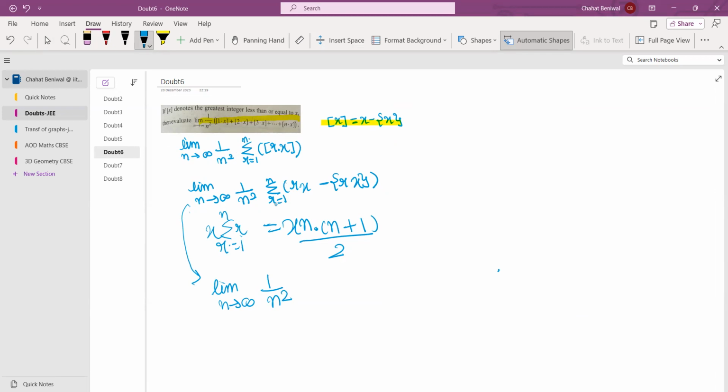Then I can write it as x into n plus 1 upon 2. So this is our first limit, and then we are going to write our second limit, which is limit n tends to infinity, 1 upon n square into the summation of r from 1 till n of the fractional part of rx.